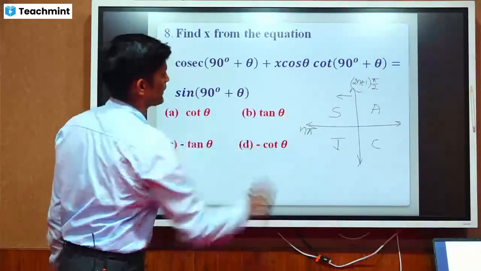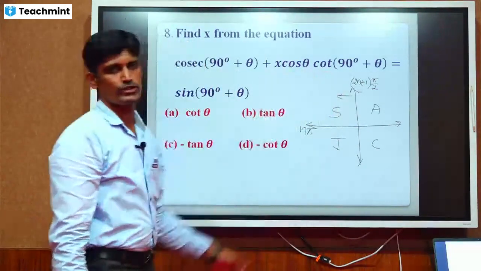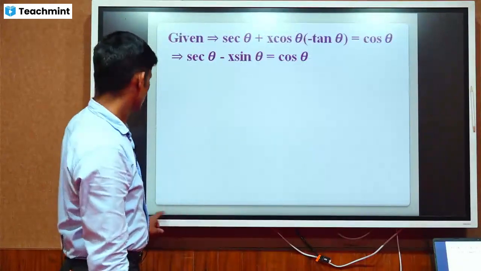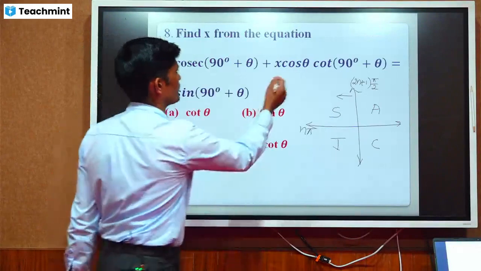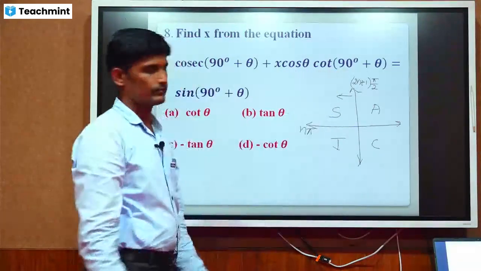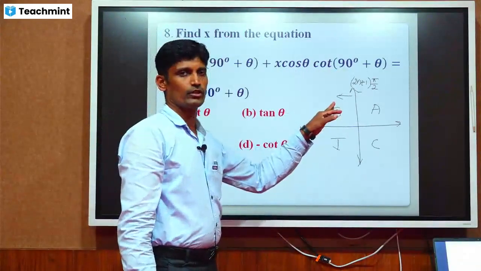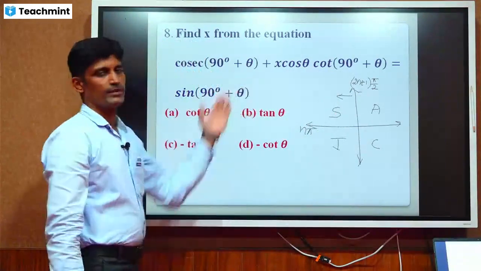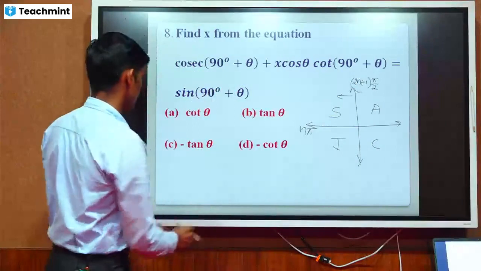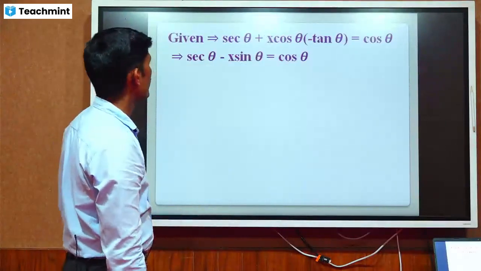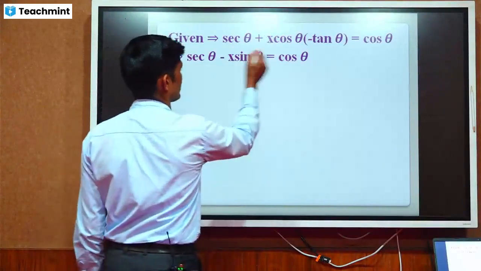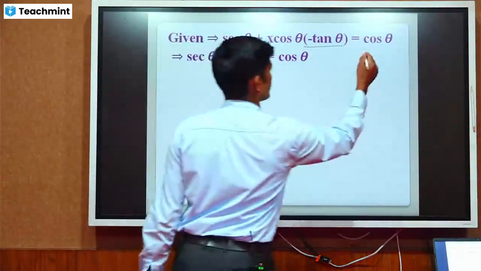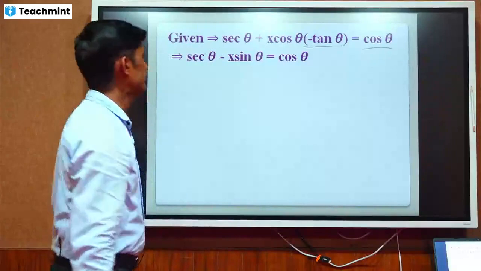In the second quadrant, a vertical line, the function changes to its co-function, so it is secant theta, then x into cos theta into cot of 90 plus theta. Then cot theta is negative in the second quadrant, so cot of 90 plus theta is minus tan theta, and sin of 90 plus theta is cos theta. Therefore, by simplifying this, it becomes secant theta plus x into cos theta into minus tan theta is equal to cos theta. Simplify this to find the x.